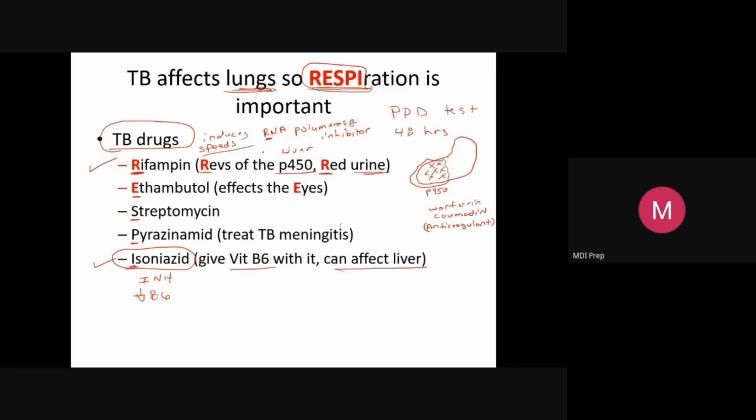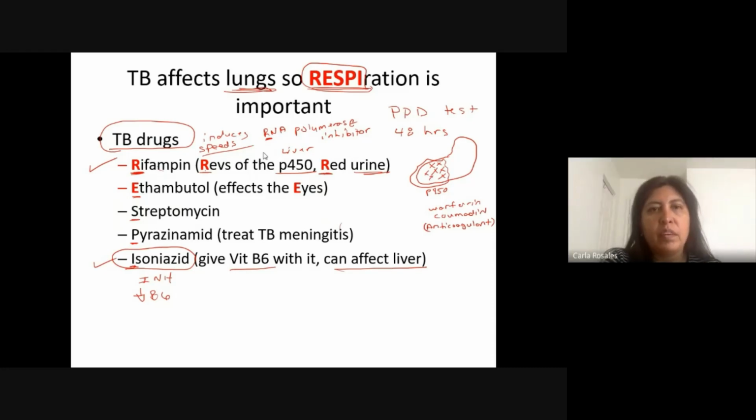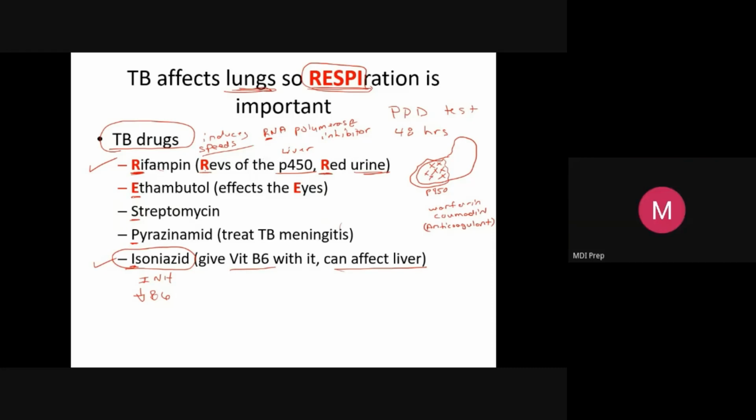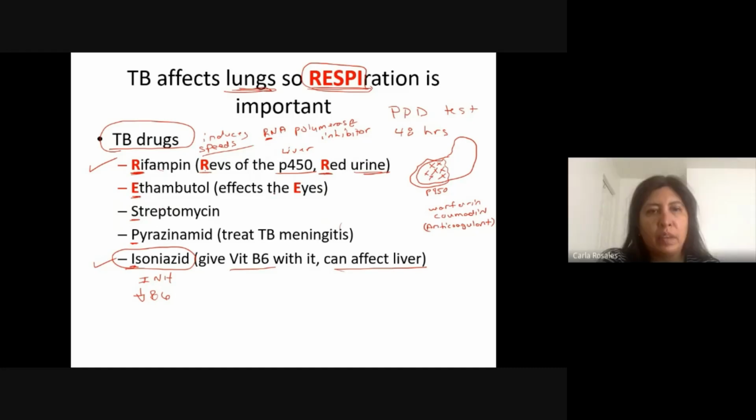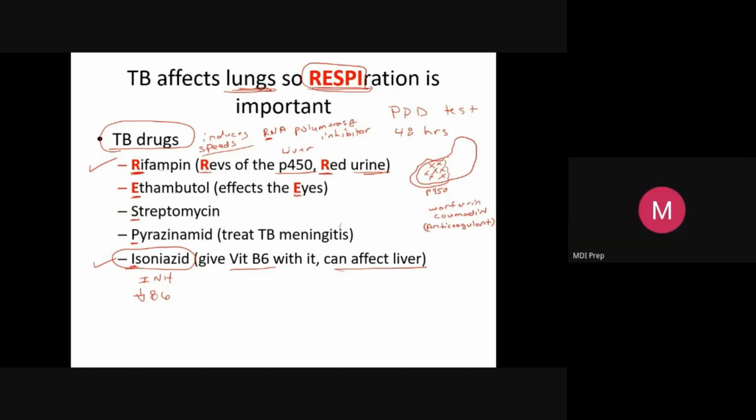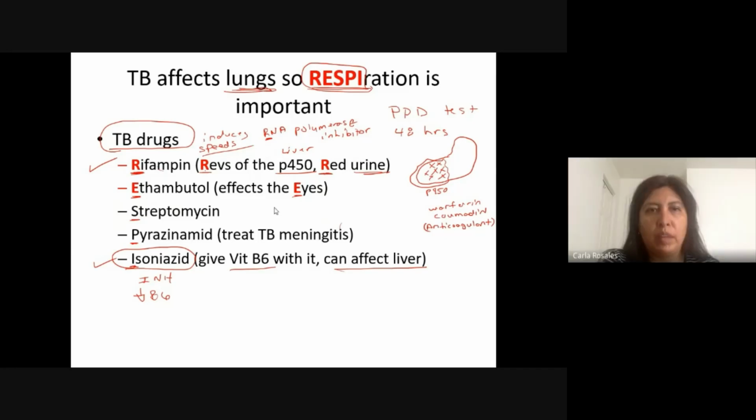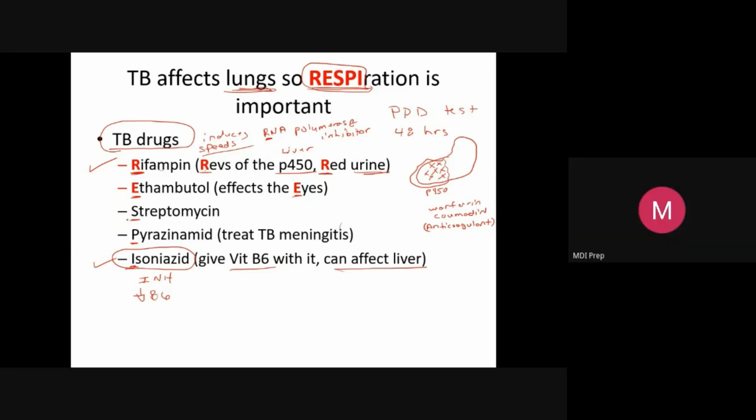So for rifampin, just remember the R's. You see the ethambutol? The only thing you need to remember is that the side effect is eyes. It can affect the eyes. We don't use streptomycin, so they're probably not going to put that on the test. But you already know how streptomycin works.